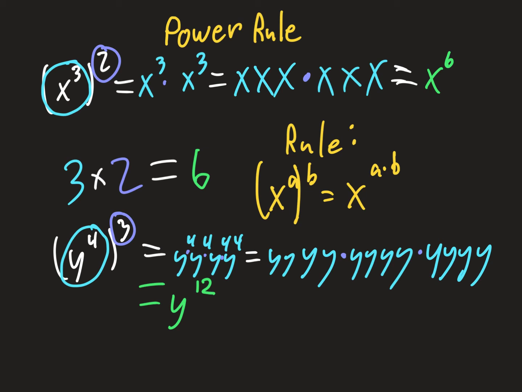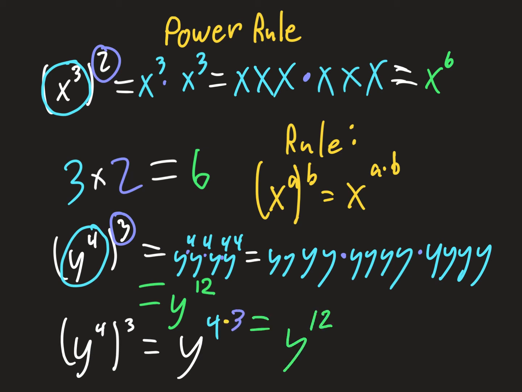So does this match our rule? Well, y to the fourth to the third power should be y to the 4 times 3, which is y to the 12th. Our rule does check out.